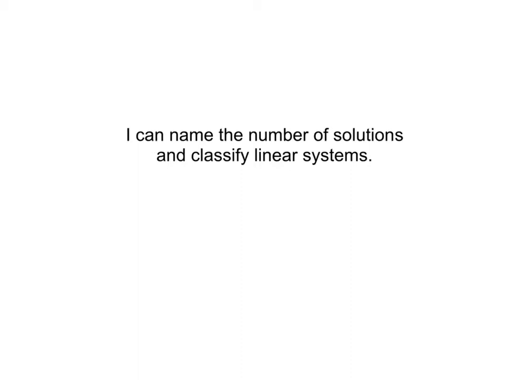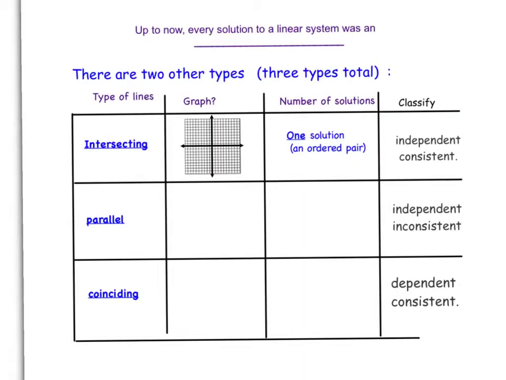Okay, this is the last section for solving linear systems before we move on to systems of inequalities. So today we're going to be talking about number of solutions and classifying linear systems. All right, up to now, every solution to a linear system was an ordered pair. But through our conversations, you know that there are two other types.